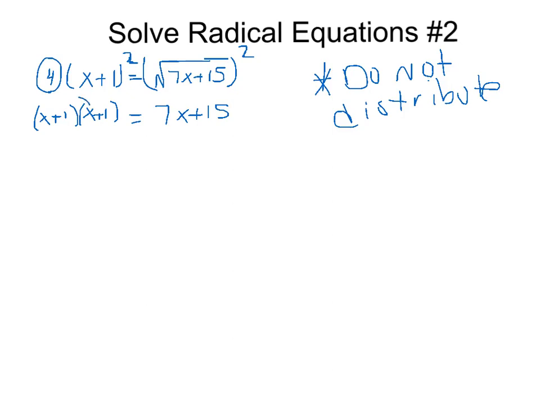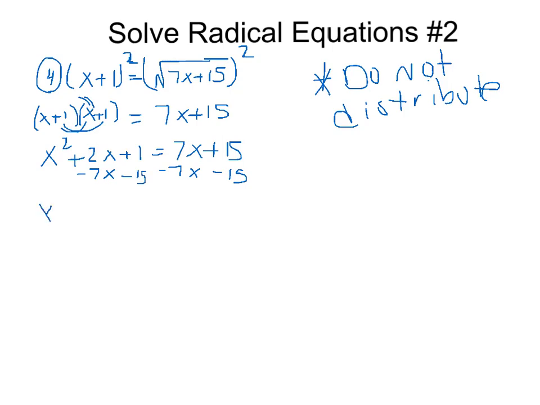So we end up with x squared plus x plus another x, so plus 2x. I just added the insides together, and then 1 times 1 is 1. That equals 7x plus 15. We need to set this equal to 0 so we can factor, so we're going to subtract 7x, subtract 7x, subtract 15, subtract 15. That'll give us x squared minus 5x minus 14 is equal to 0.